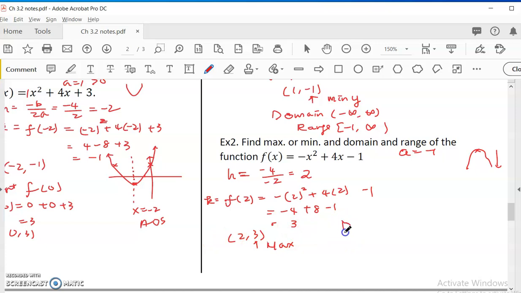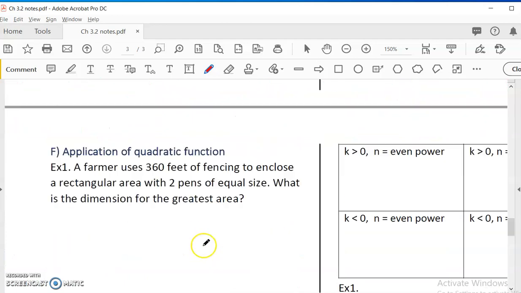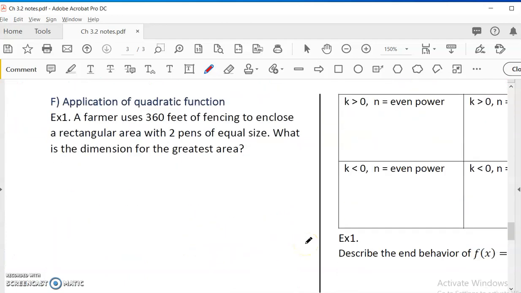And so domain is all real numbers, -infinity to infinity. Range would be from -infinity up to this highest point 3, including it, like that. Okay, if you graph the function, sketch the graph of the function, you can kind of tell. We have two application problems that I want to show you.